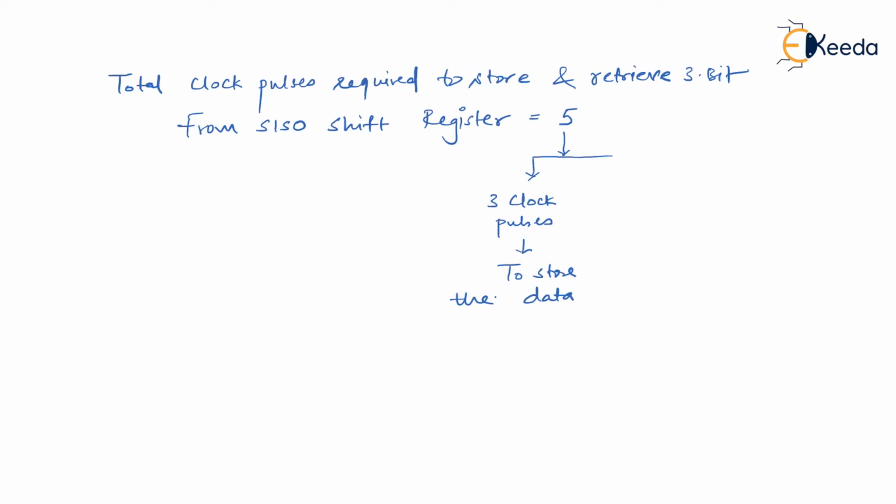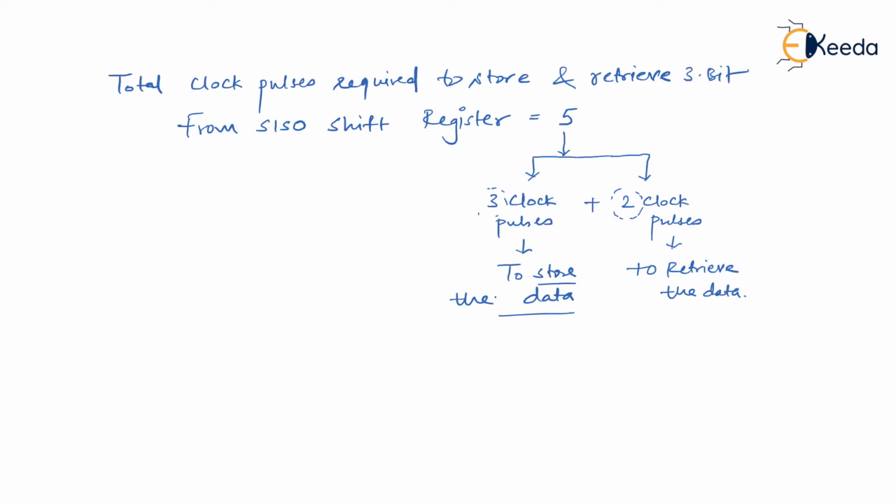And of course, it is common sense that 3 clock pulses were needed because it was 3-bit data. If it would have been 4-bit data, of course, we would have required 4 clock pulses. And the remaining 2 clock pulses we required in order to retrieve the data back. So extra 2 clock pulses were required to retrieve the data. Can you see that for storing 3-bit you required 3 clock pulses, but for getting the same data back you require only 2 clock pulses. That is 1 clock pulse less as compared to storing the data.